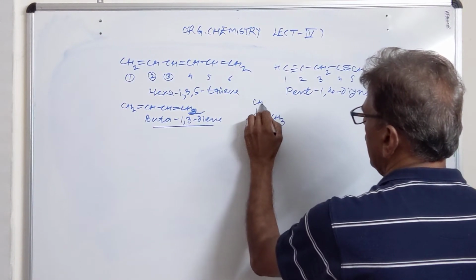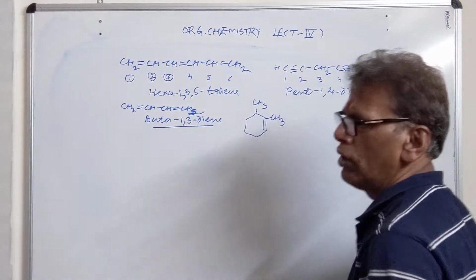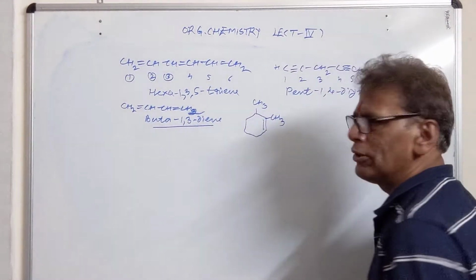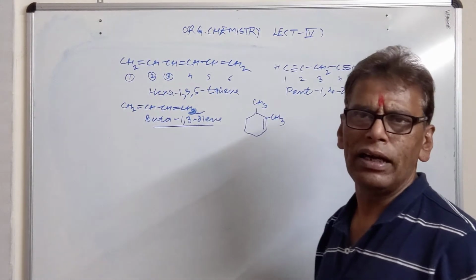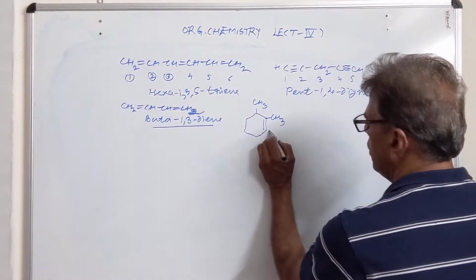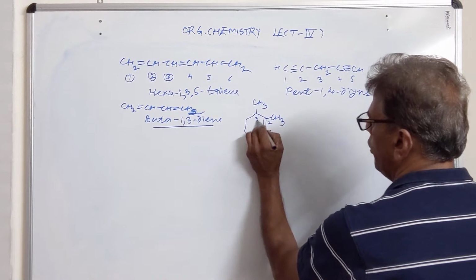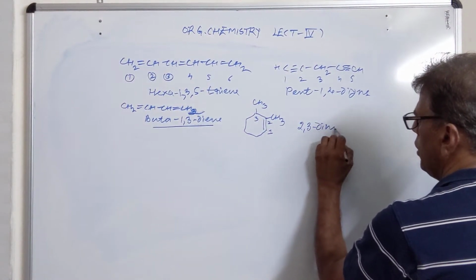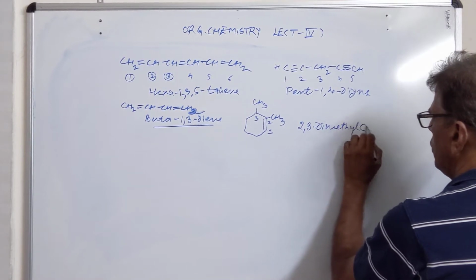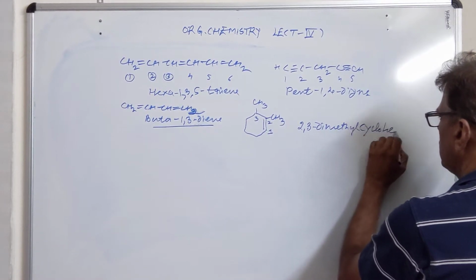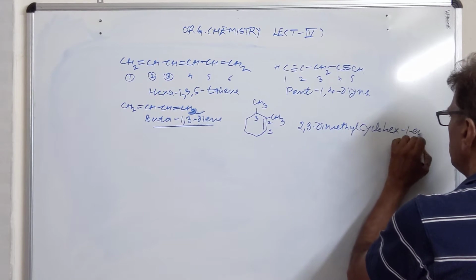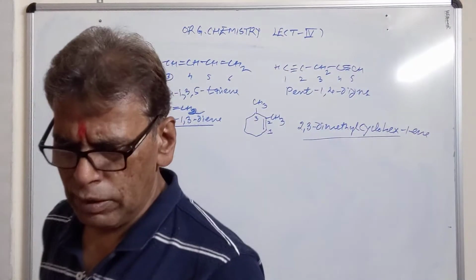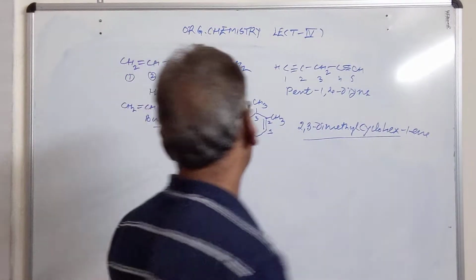Now we have some cyclic unsaturated systems having a double bond in the cycle. Along with that, they are having substituents. So numbering of this cycle should be started in such a way that the double bond of the cycle should get the lowest number here. It is 1, 2, 3. So its name should be 2,3-dimethylcyclohex-1-ene. So these are the compounds which are named like this.